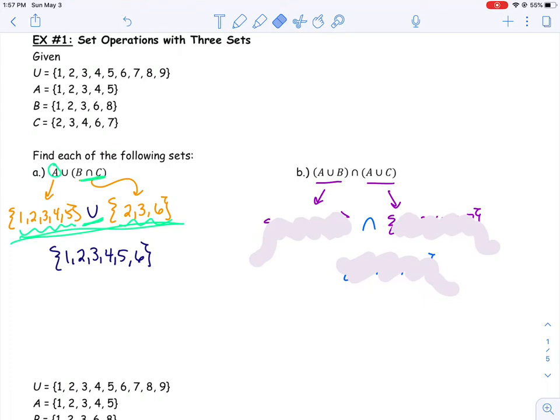Remember, repetition and order doesn't matter. It makes it a little nicer to see when you put them in order for me. But technically, if you had those in any order, it would be correct as long as you made sure that you had all of those elements.